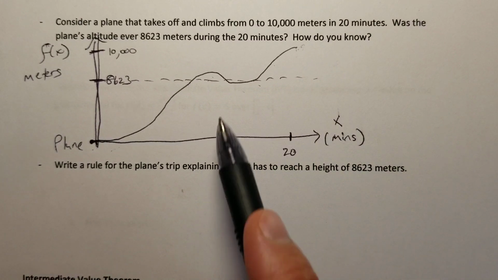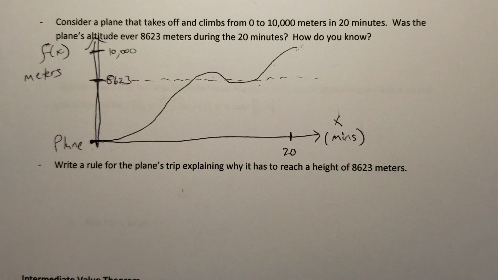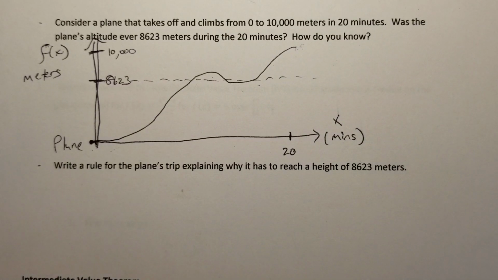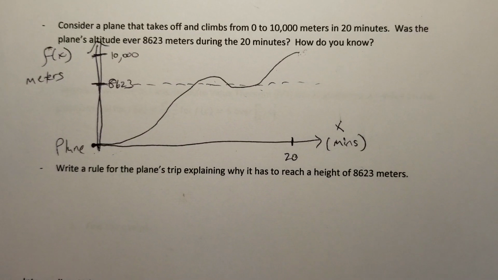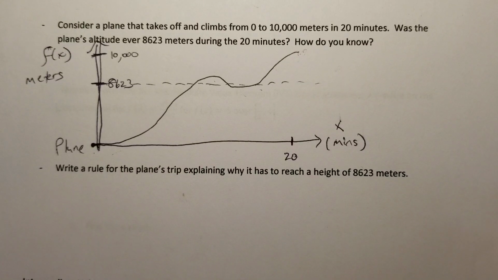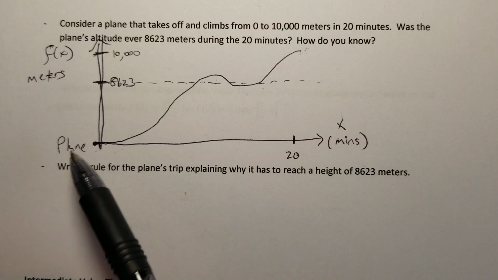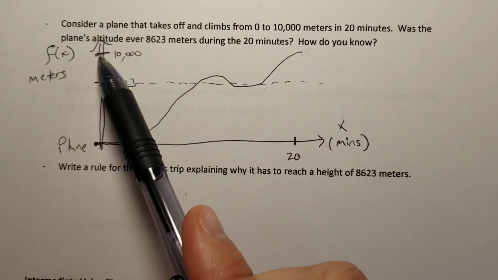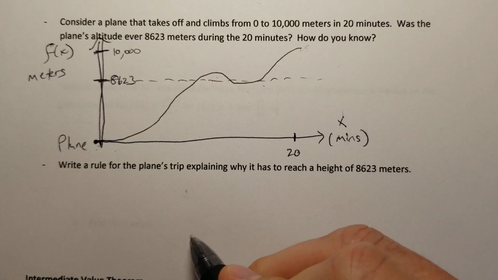Now, we're starting to go from a plane taking off to building a mathematical situation that's going to allow us to show or prove that 8,623 is achieved. So now let's write a rule for the plane's trip explaining why it had to reach a height of 8,623 meters. This is our proof here, and we're going to do this mathematically. I'm going to start with the part that logically we go to first. When I think about this, if I start at 0 meters and I end at 10,000 meters, I always have to hit 8,623 meters. And that's true, right? And we can write that.